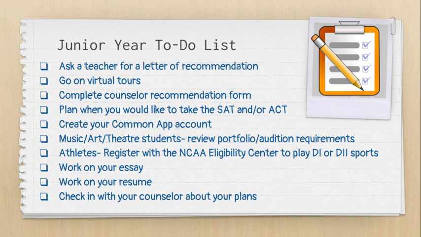If you're a music, art, or theater student, you may want to take a look at the portfolio or audition requirements as part of the application process. If you're interested in playing Division I or Division II sports, you'll want to register with the NCAA Eligibility Center. You can work on your essay or your resume and certainly check in with your counselor about your plans.